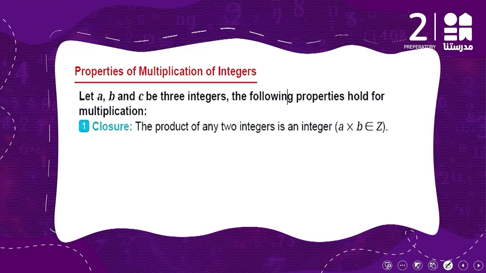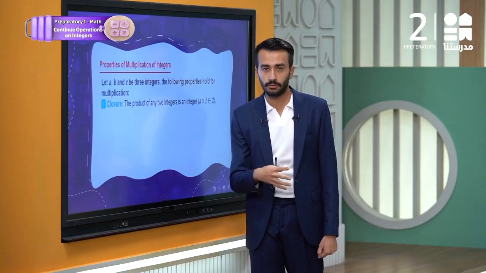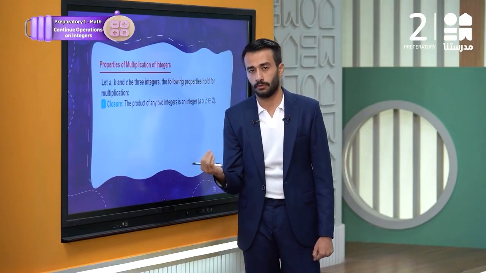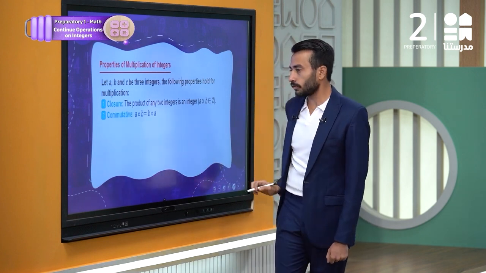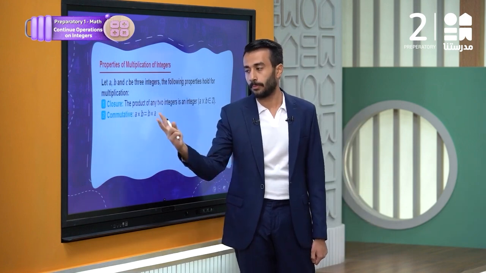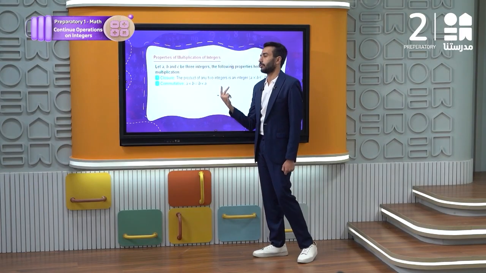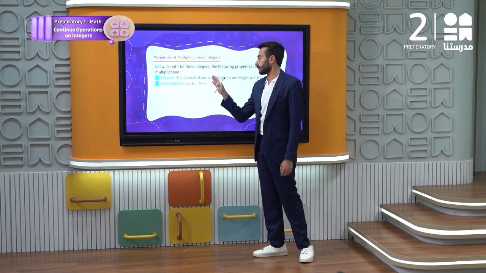Now let's talk about the properties of the multiplication. First of all, if you find the product of 2 integers, for sure the product must be an integer, like the 2 numbers we multiplied. Now for the second point, commutative. The property of commutative means if you multiply a by b, you can switch them and multiply b by a. Like for example, 3 times 2 is the same as 2 times 3.